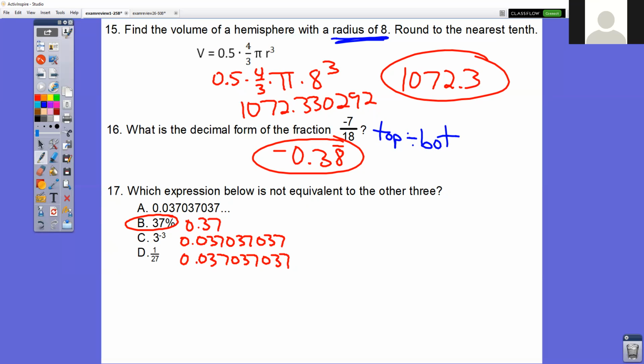In question number 17, which expression below is not equivalent? So not equal to the other 3. Three of them are the same, one of them is different. You have a percent, an exponent, and a fraction, so just change them all into decimals. When you change them into decimals, you get these answers. A, C, and D are all the same. B is the different one because that's just 0.37.